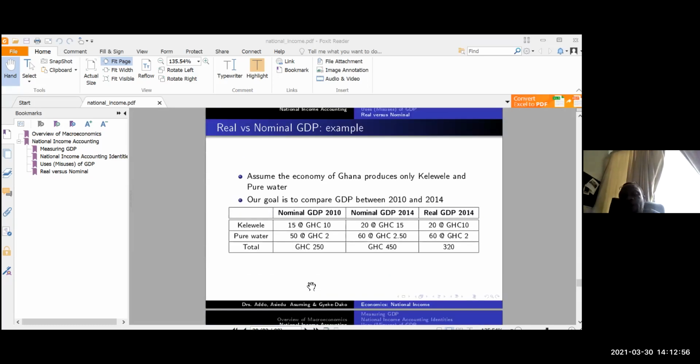Let's say I win an election and come into power in 2014. I mismanage the economy. If I mismanage the economy, inflation gets out of hand, and prices will increase automatically. Even if output doesn't increase, and output even fell from 15 bags to 10 bags, I'll just multiply it by the higher price and it will mean that nominal GDP is very high. But it's just because of my own inefficiencies.